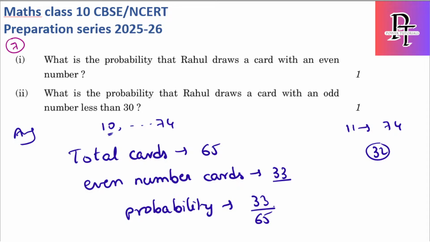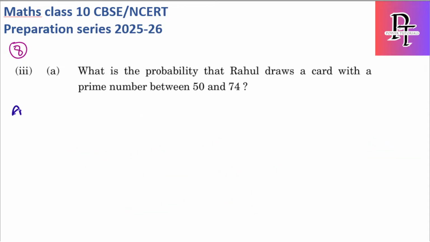Let's move to the next question. 8th question for today. What is the probability that Rahul draws a card with a prime number between 50 to 74? Let's check one by one and figure out whether it has any factors or not, because as per the prime number logic it should have only one and itself as factors, it should not have any other factors.